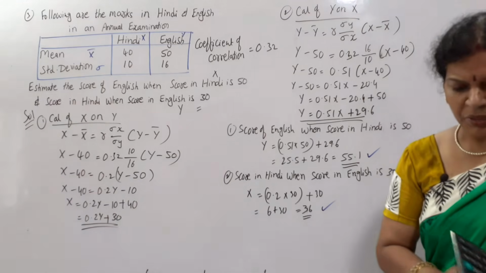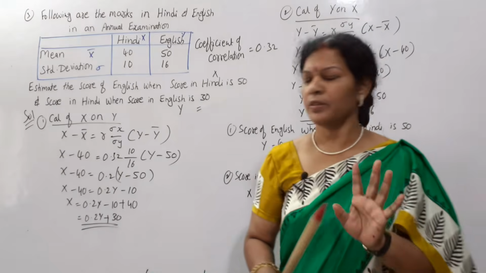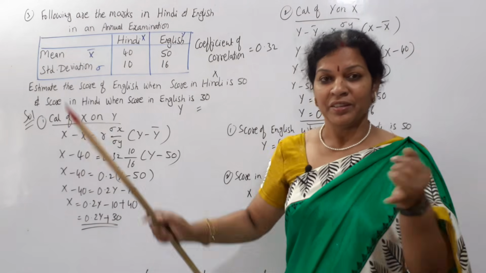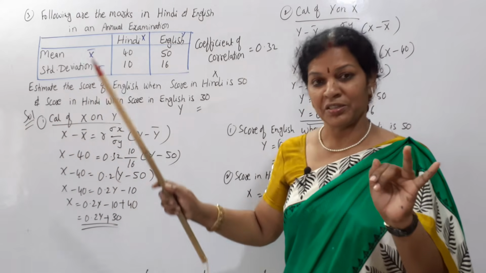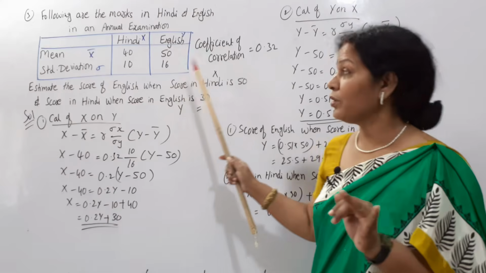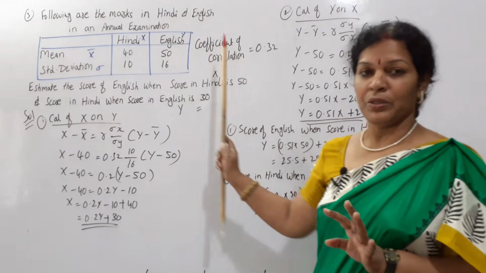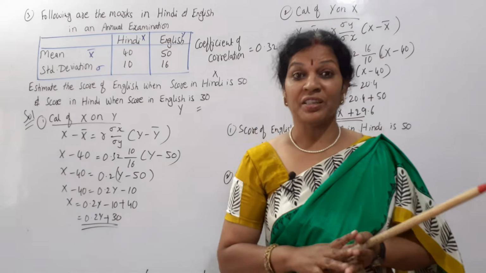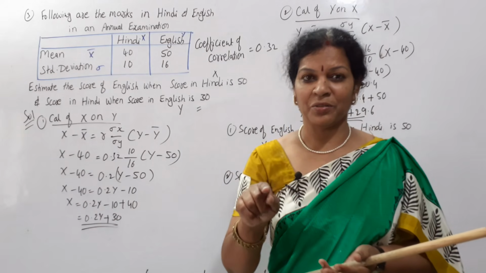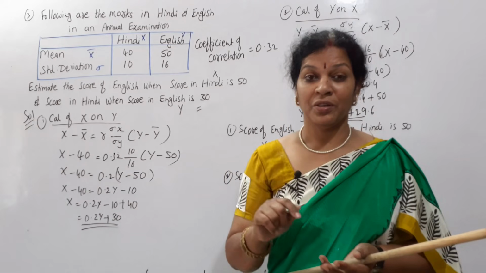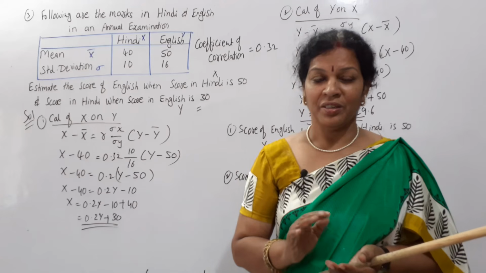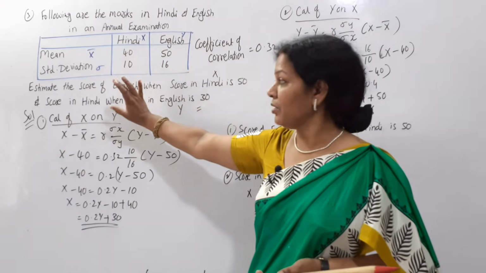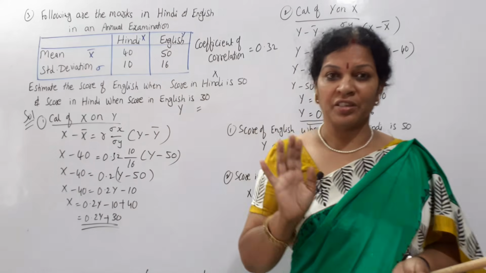No confusion, I will explain it once again. Very simple. If you see the data, mean is given, mean of x, mean of y. Standard deviation also given, standard deviation of x, standard deviation of y, coefficient of correlation. So when you see all this data, you have to remember it is related to regression. Regression: x minus x bar is equal to r into rho x by rho y into y minus y bar. In the same way y on x also. With this information we can find out x on y and y on x. What they are asking is related to the regression equation formula only.